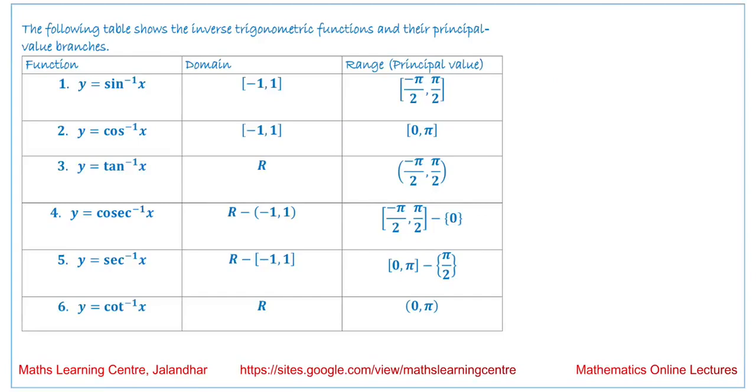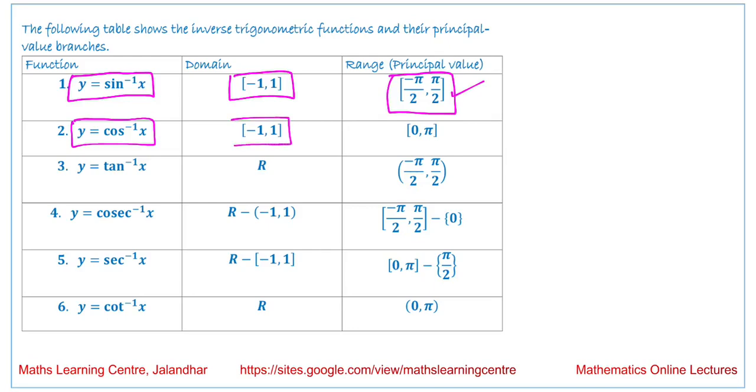So the properties that we have studied till now, we have listed them in this table. The first function is y is equal to sin inverse x. The domain of this function is the closed interval from minus 1 to 1, and the principal values lie in the closed interval minus pi by 2 to pi by 2. Then for the function cos inverse x, its domain is minus 1 to 1, and the principal values are from 0 to pi, closed interval.